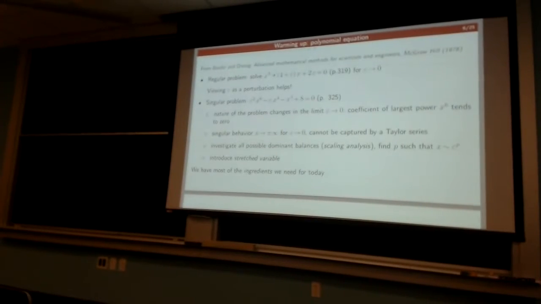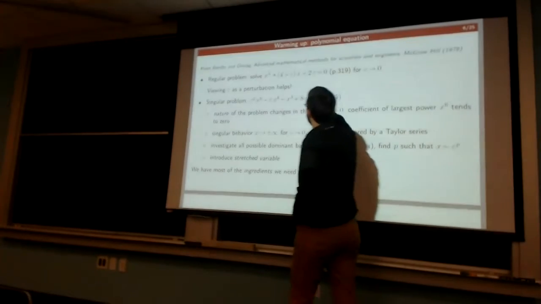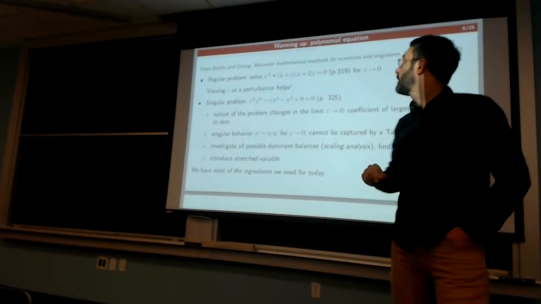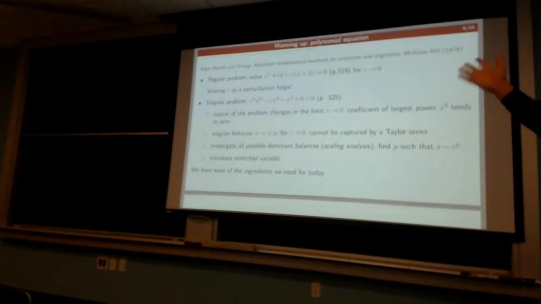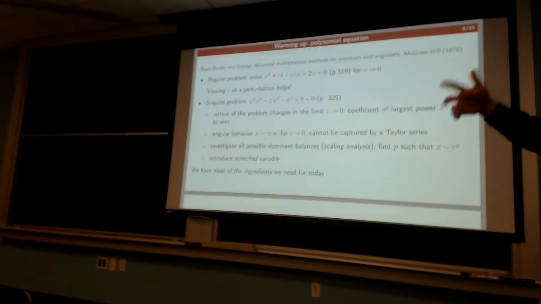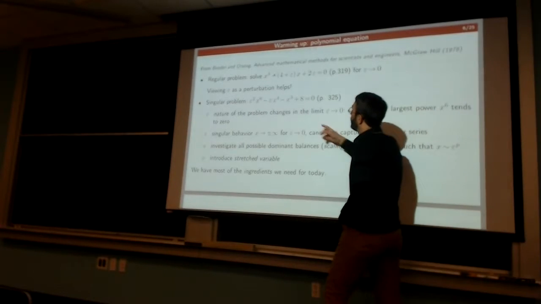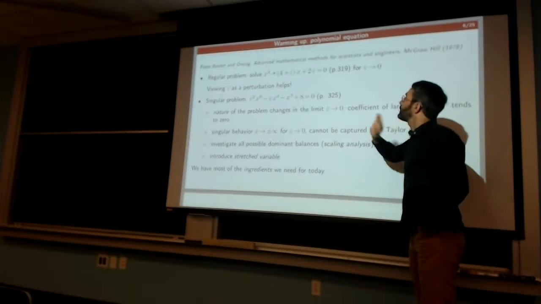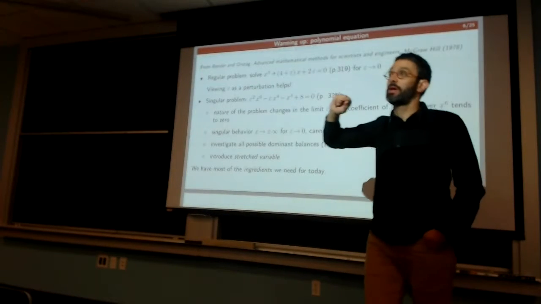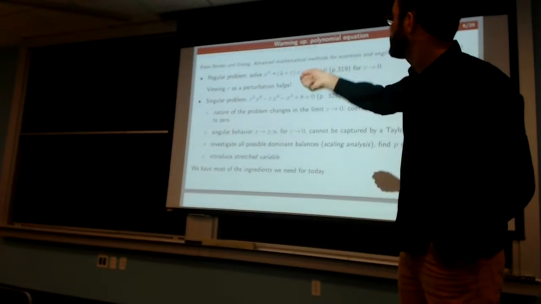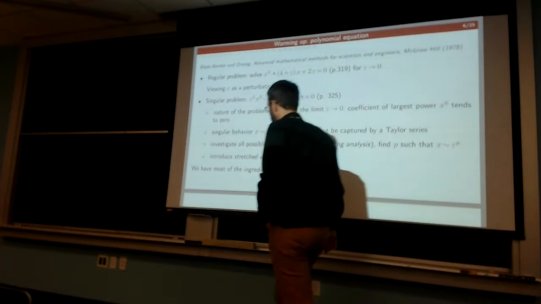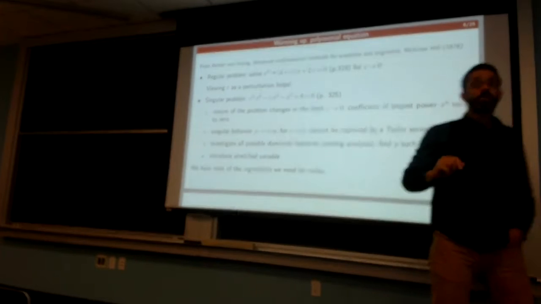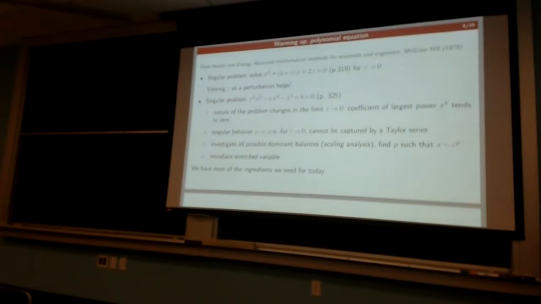So let's start with the polynomial equation. We're trying to solve this with respect to x, and epsilon would be our parameter. It's hard to solve if epsilon is fixed because it's a third order polynomial equation. But this is relatively easy to solve if you use perturbation methods and seek an expansion of x as a power of epsilon. So how does that work?